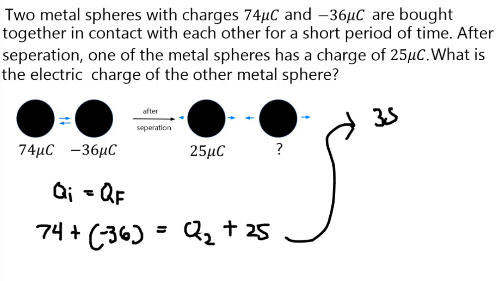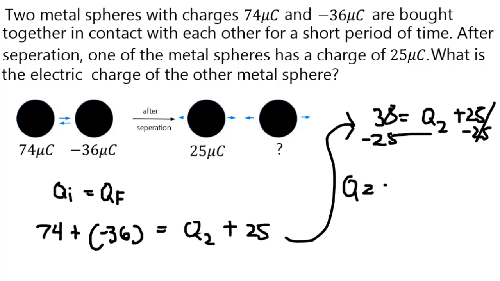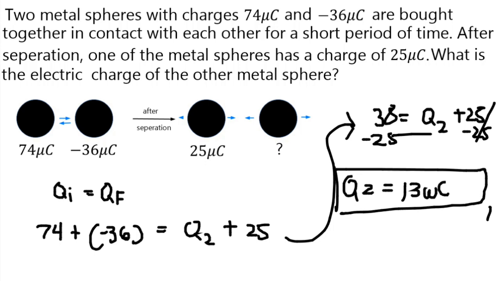So now what we're going to do is just basic addition here. So 38 is going to be Q2 plus 25, and then subtract, moving it to the left side, we will get negative 25 and then cancel this. So Q2 is going to become 13 microcoulombs. So this is the answer. This is the new net charge of the other sphere.